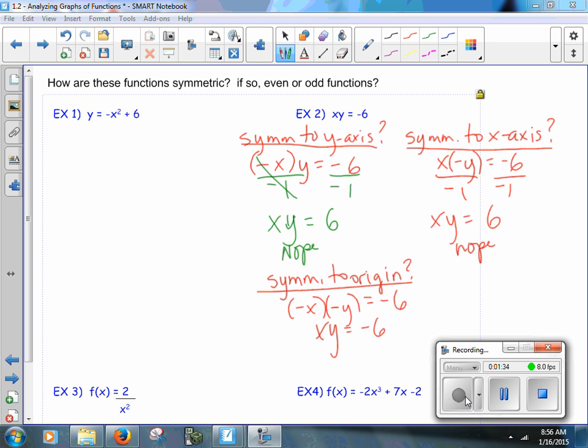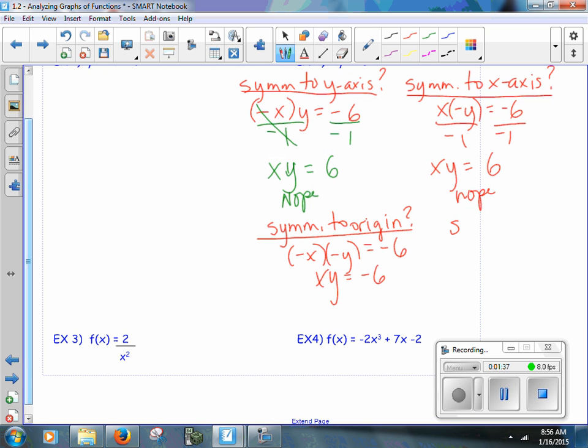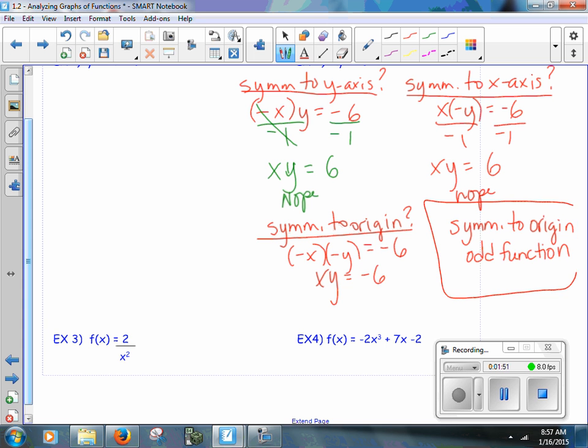Yes, it is symmetric to the origin, which means, is it an even, odd, or neither function? Odd function. How do you know? The O's. Me too, I know it that way too. They both start with O's. Okay? How many of you had that correct?